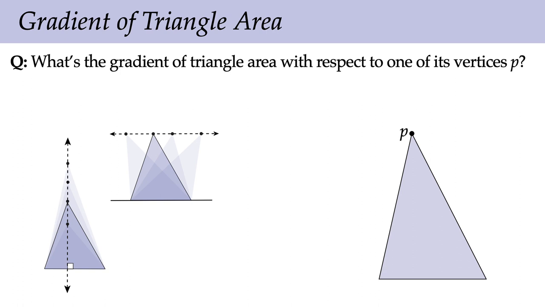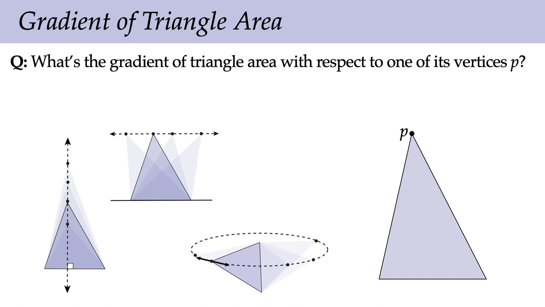Does the gradient have any component out of the plane? Well, there are a couple ways to convince yourself the answer really has to be no. One is simply symmetry. How could it go up out of the plane? How could that be better than going down out of the plane? By symmetry, there's no way one direction could be better than the other.